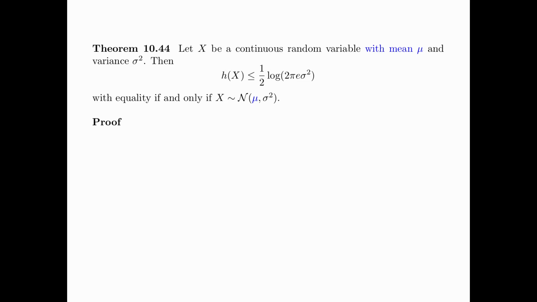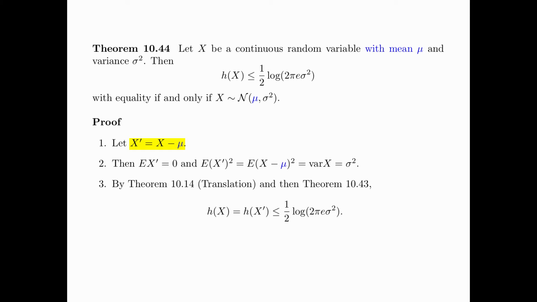The next theorem says that for a continuous random variable with mean μ and variance σ², the differential entropy is upper bounded by 1/2 log 2πeσ², with equality if and only if X is a Gaussian random variable with mean μ and variance σ². The proof goes as follows. Let X' equals X minus μ. Then X' has 0 mean, and the second moment of X' is equal to the expectation of the square of X minus μ, which is equal to the variance of X, that is σ².